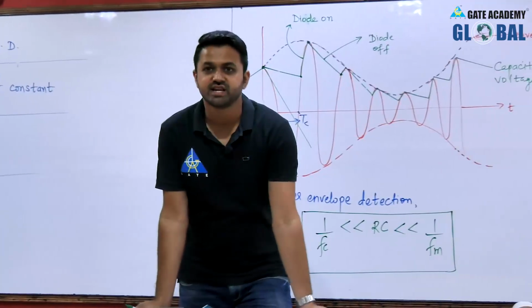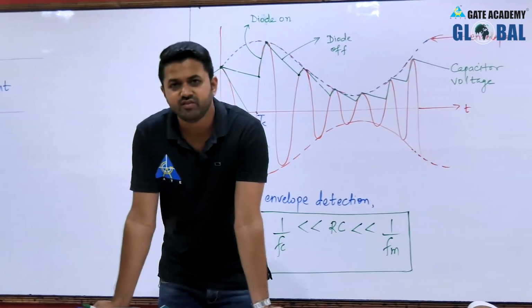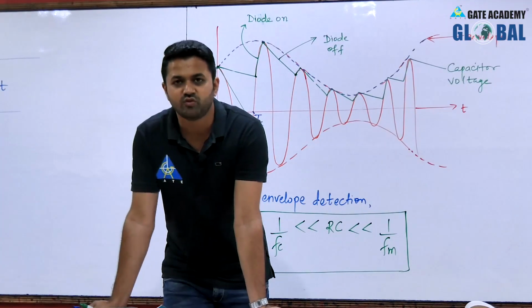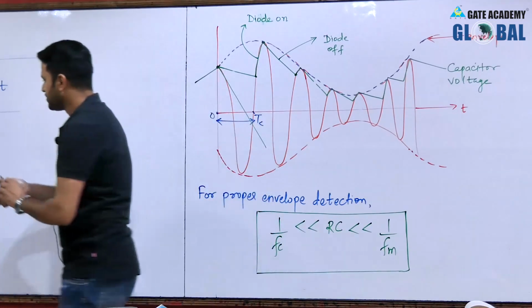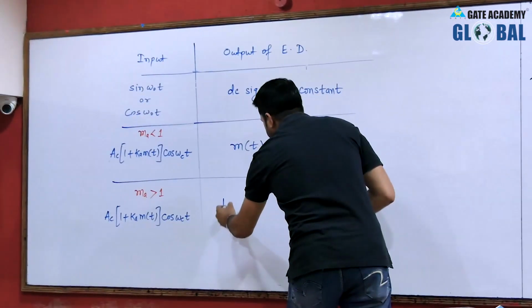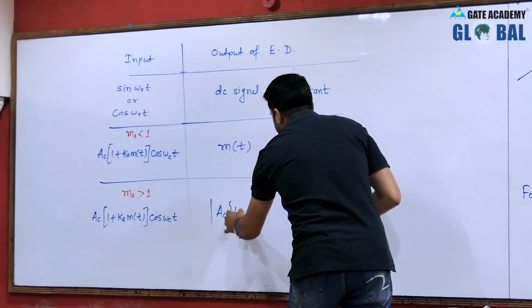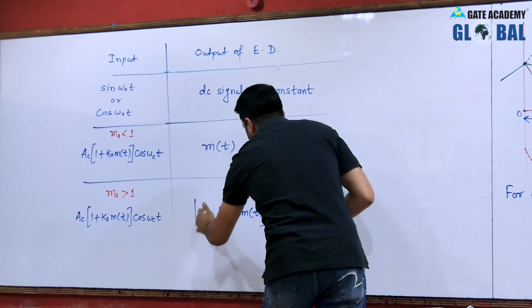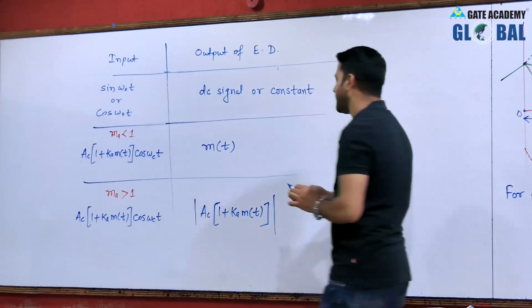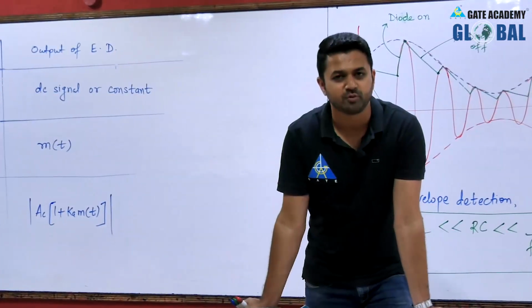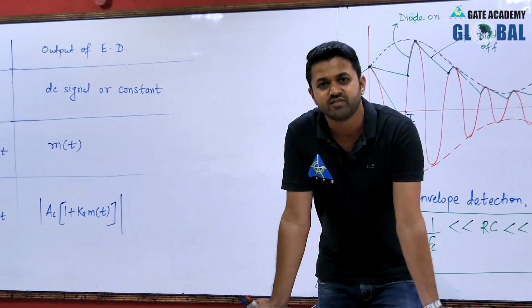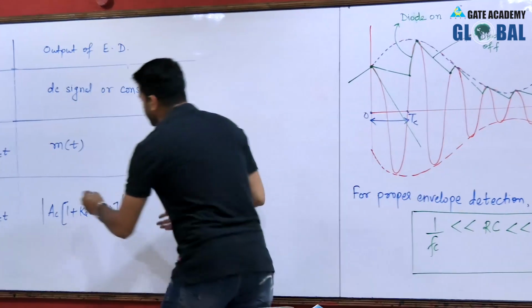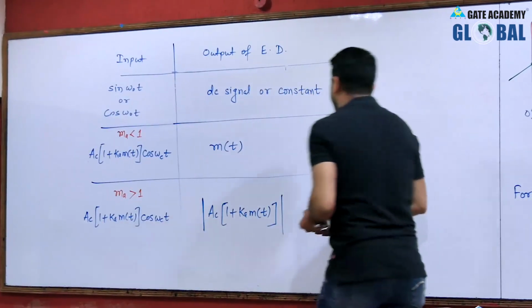when the signal is over modulated, it does not mean that we will not get any output. We will get the output, but that output is not equal to our message signal, and it is equal to whatever the envelope of that input is. So what is the envelope of this input? The envelope is the magnitude of Ac (1 + k m(t)). Why did we take the magnitude? Because the diode works only in the positive part of the input signal, so we get the positive value only. So whatever the output is, we take its magnitude.